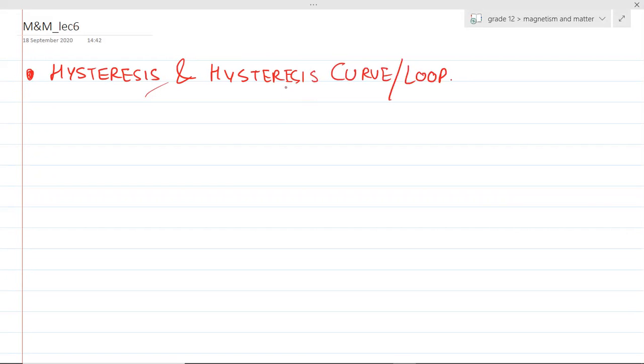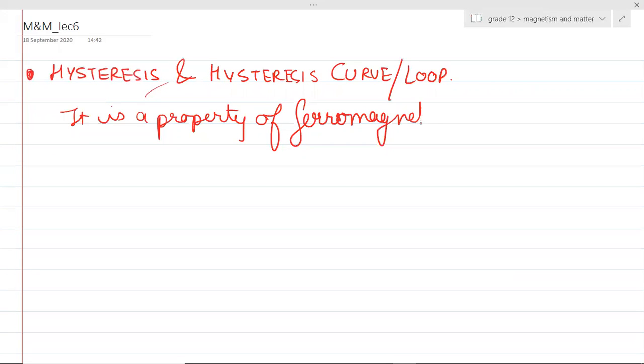Okay. So basically what is hysteresis? It is basically a property of what? It is a property of ferromagnetic substances only. We'll learn more about this particular thing. What exactly is it? So it is a property of ferromagnetic substance, and to understand hysteresis, we need to understand the I-H curve, I versus H curve.